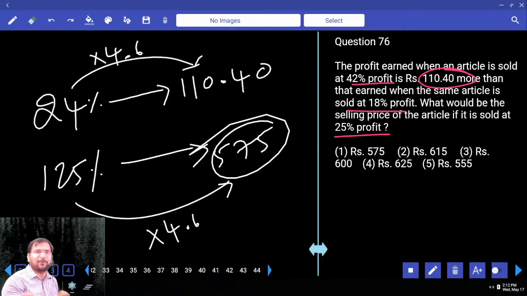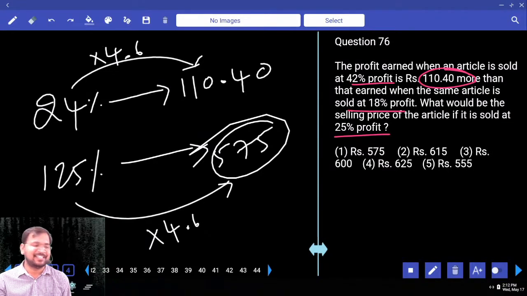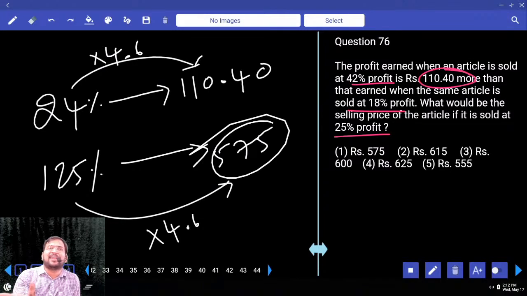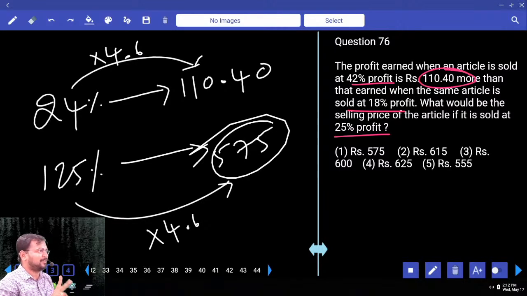125 into 4 is 500. 125 into 0.6 is 75. 0.6 is 3 by 5, right? 3 by 5 of 125: 125 divided by 5 is 25, times 3 is 75. 125 into 4 is 500. 500 plus 75 is 575.